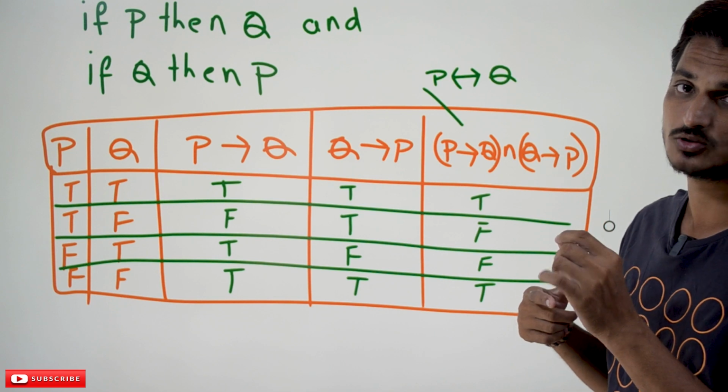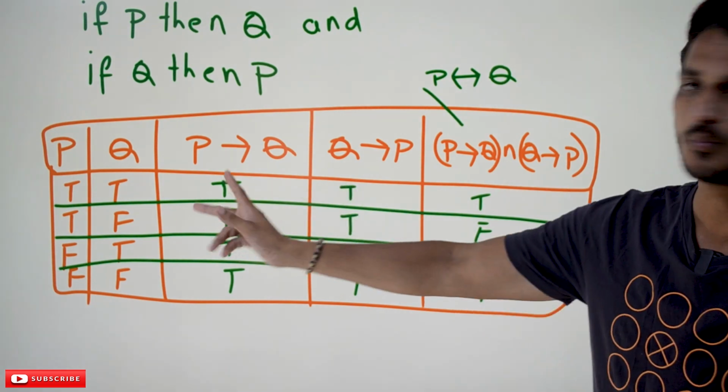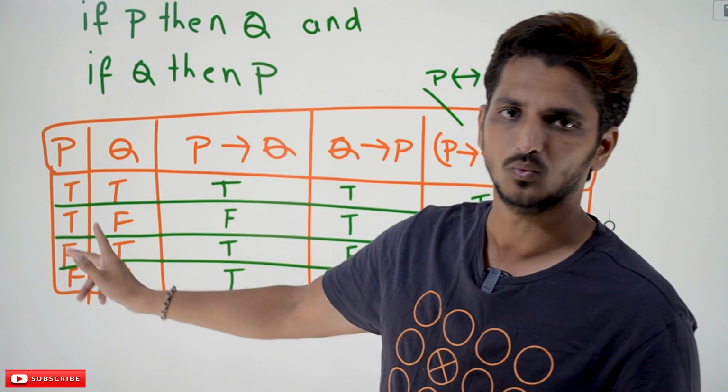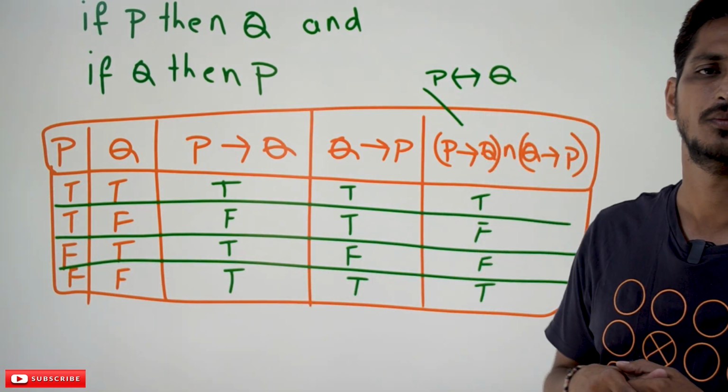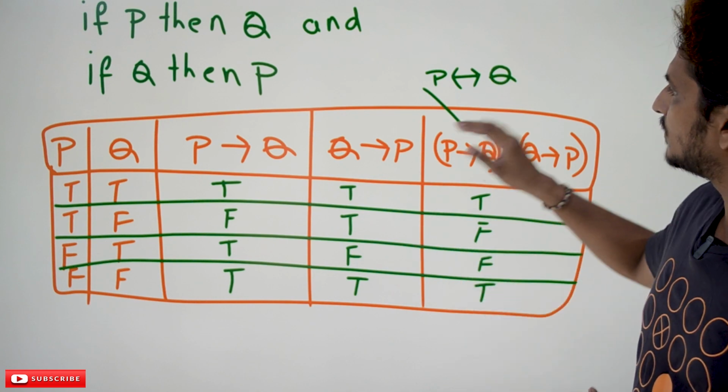When P double implies Q is going to be false: if we have opposite truth values for P and Q, then it is false. In the remaining situations, it is going to be true. So this is what the biconditional means.